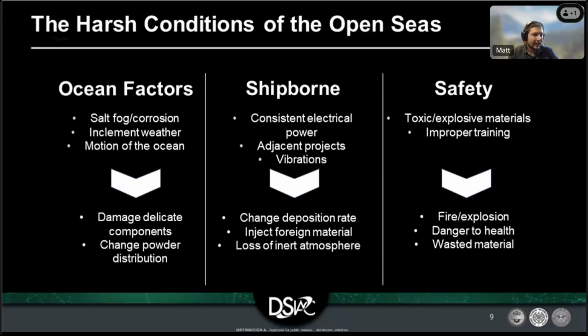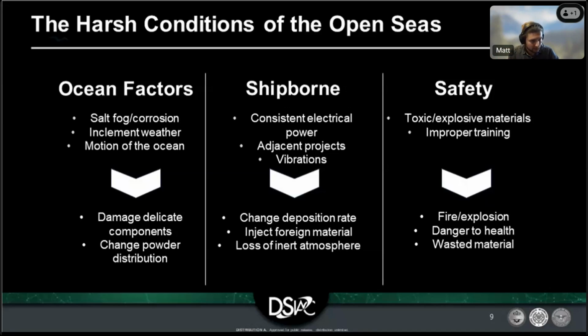You have inclement weather, storms, large waves, motion of the ocean. Even if there is no storm, you still have those rolling waves and you're going to get up and down motion. So what does that do to our 3D printers, or what could that do to our 3D printers? Salt fog could damage a lot of those delicate components. There's a lot of moving parts on 3D printers. And then the motion of the ocean or inclement weather could change powder distribution.